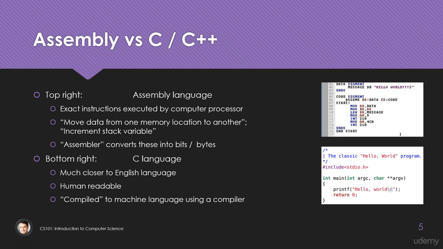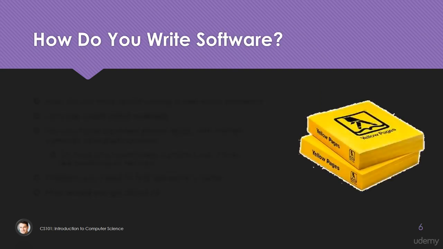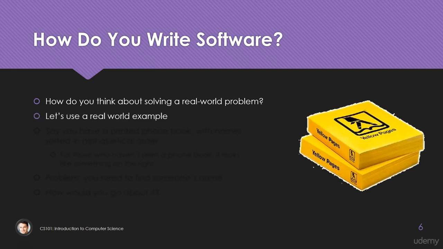But at the end of the day, you won't have to worry about writing code in machine language. With a high-level language, you focus on writing your logic in an English-like syntax, and the compiler takes care of that for you. So how do you write software, right? It's basically, how do you think about solving a real-world problem? So let's use a real-world example to give examples of how you write software.